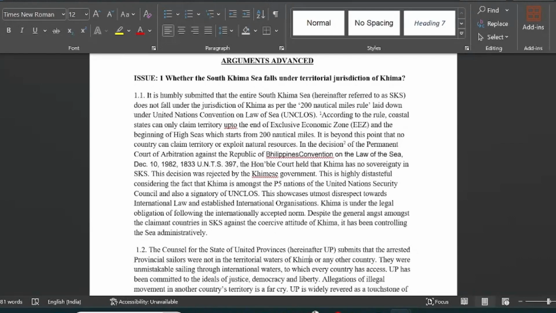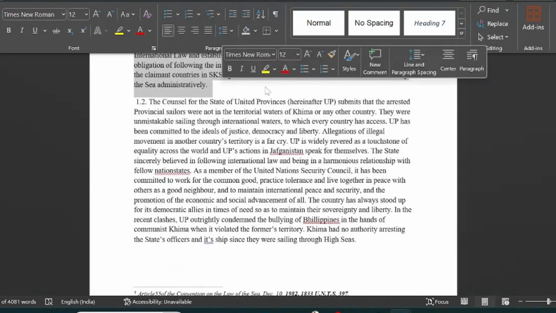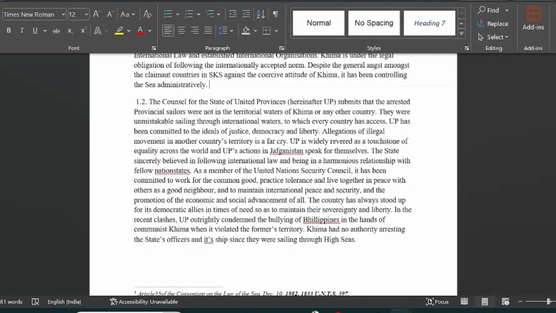This is highly distasteful, considering the fact that Kima is amongst the P5 nations. P5 is basically a group of very powerful nations in the United Nations Security Council, and also a signatory of the UN clause. This showcases utmost disrespect towards international law and established international organizations. Kima is under the legal obligation of following internationally accepted norms, despite the general angst amongst the claimant countries in SKS against the coercive attitude of Kima, which has been controlling the sea administratively.